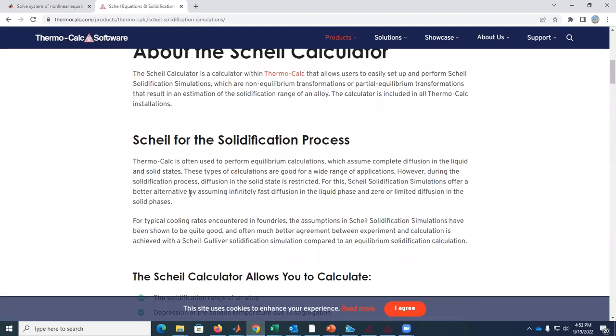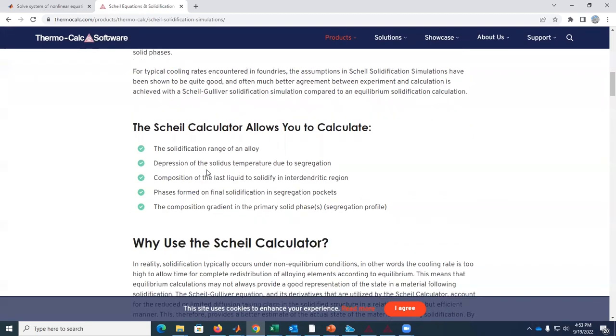Scheil is, and as the description of the package says, Thermo-Calc is calculating the Scheil for solidification purposes, and it is really useful for slow solidification, especially for casting products. So what Scheil solidification is going to tell us is the solidification range of the alloy, depression of the solidus temperature, and we're going to see that in the example, composition of the last liquid or any particular liquid to solidify, especially in the interdendritic region, and the phases formed during those segregation patterns.